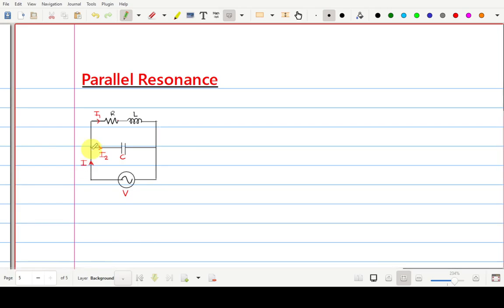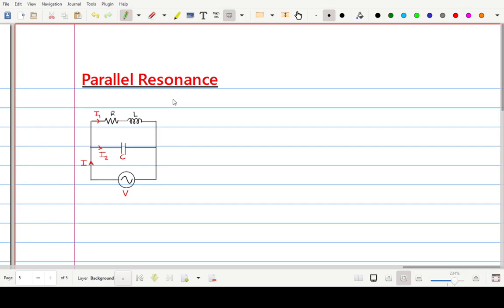Okay, when this current comes at this node, it will get divided into two parts. I2 will flow through the capacitor and I1 will flow through the RL branch. So this is your first branch and this is your second branch. Okay, now what is basically parallel resonance? As per definition, the resonance which occurs in a parallel RLC circuit is called parallel resonance.